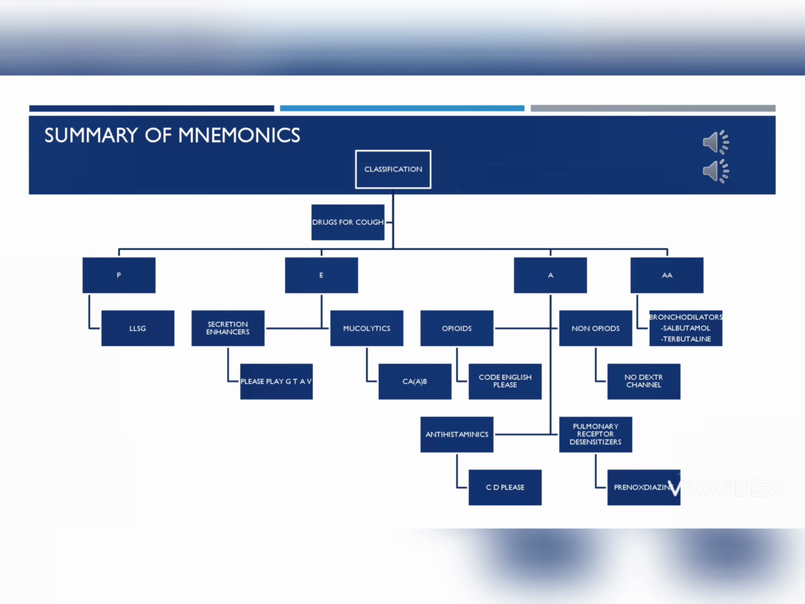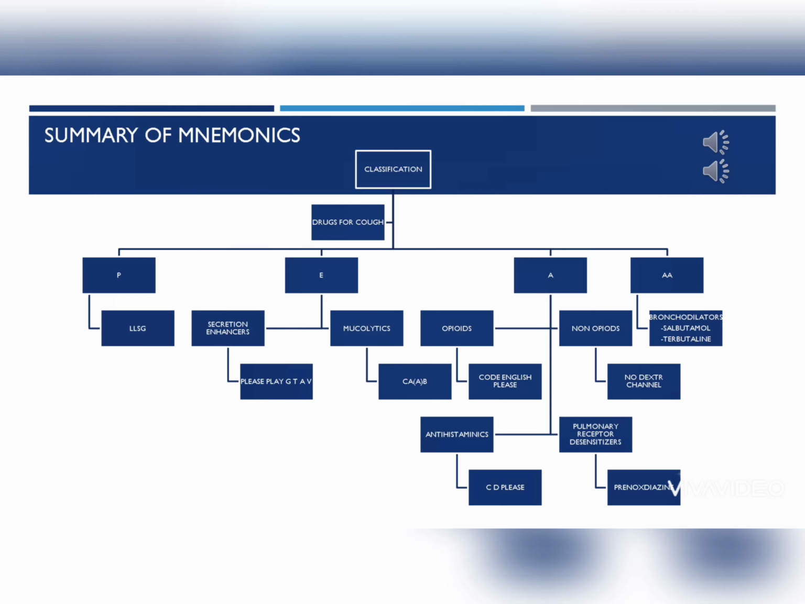Next is E, that is expectorants. It is divided into two classes, that is secretion enhancer and mucolytics. Secretion enhancer drugs mnemonic will be please play GTA 5. P for potassium citrate, P for potassium iodide, guaifenesin, tolu balsam, ammonium chloride, and last V for Vasaka.